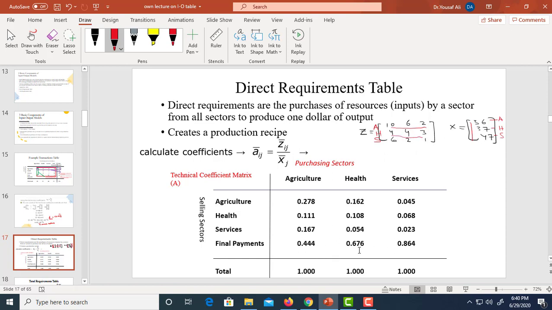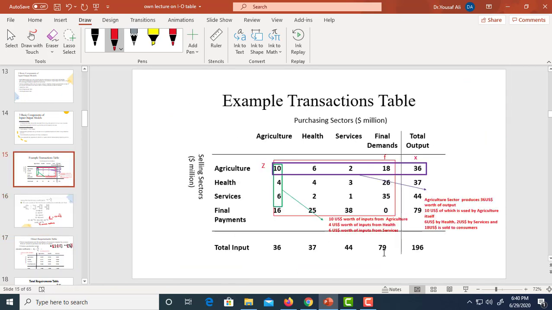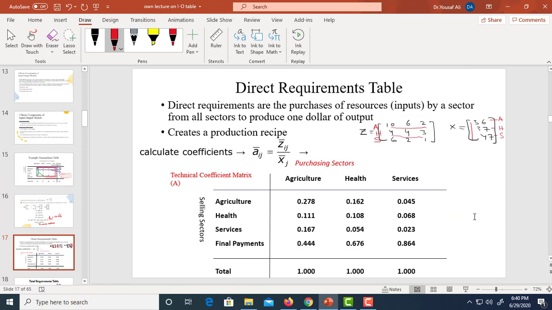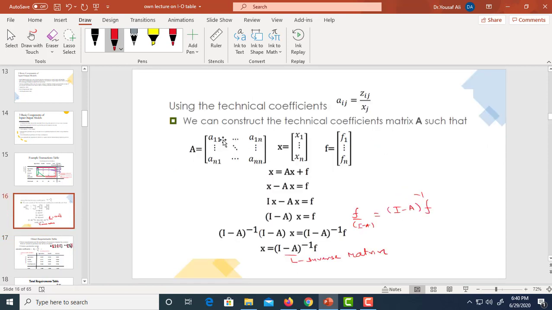Similarly for the final payment row, which is 16, 25, 38, 0, the total output of the final payment sector is 79. Dividing these, you get the direct requirement matrix, also called the coefficient matrix, and we normally denote it with capital A, with elements A11, A12 and so on. We calculate it as the intermediate consumption matrix Z divided by the total output of a specific sector.